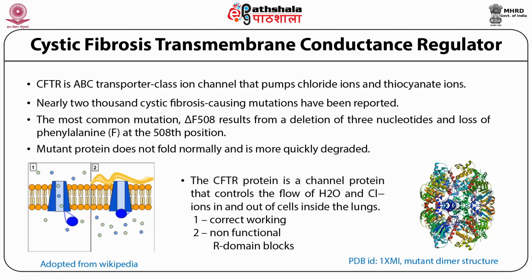CFTR protein is a channel protein. As I said before, it's a pump actually, which controls the flow of water, chloride ions, and thiocyanate in the cells inside the lungs. So you can see in the left side cartoon the functional form and the non-functional form, where there's a small R domain because of these mutations, which actually blocks the pump so it cannot pump out the ions which are not needed, and because of which you have disease symptoms.